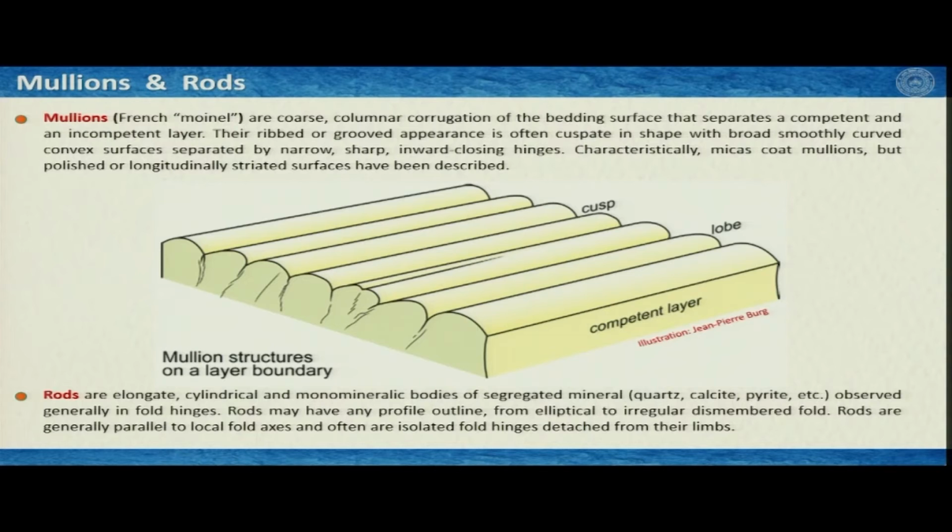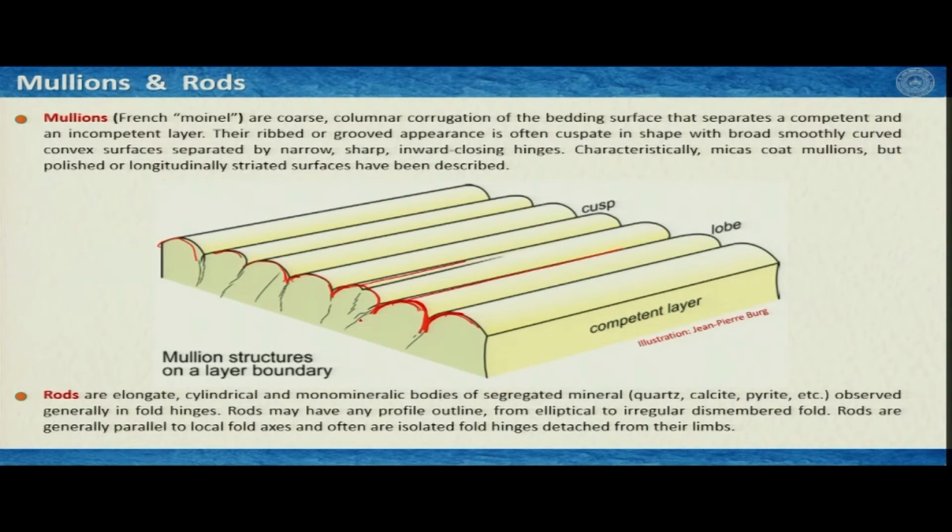Now, there are two more important lineations which are associated with folds. One is mullions and another is rods. So, mullions are generally coarse or columnar corrugations of the bedding surfaces that separate a competent and an incompetent layer in a folded surface. So, their ribbed or grooved appearance is often cusped, this one, and they generally represent the broad smoothly curved convex surfaces, as you can see here. And these broad smooth surfaces are separated by very narrow sharp inward closing hinges, this one. Okay.